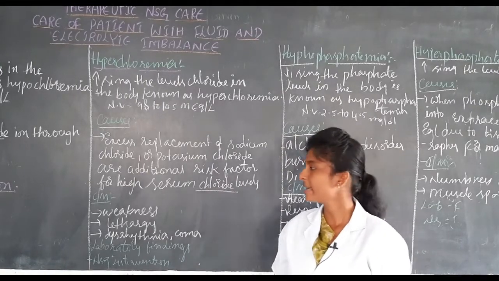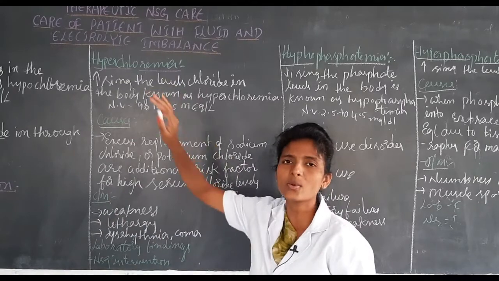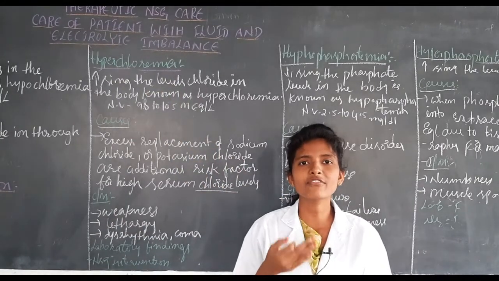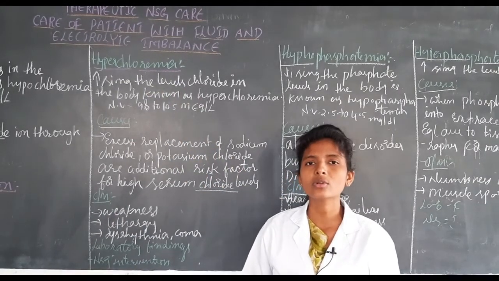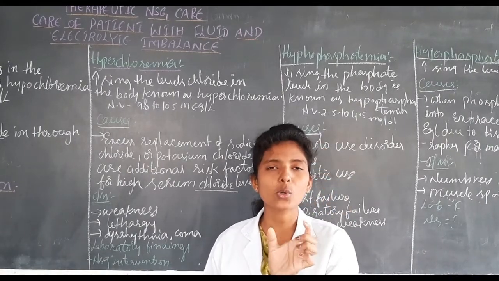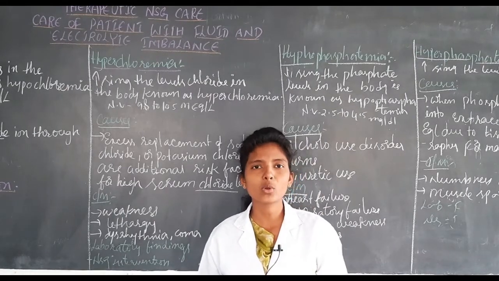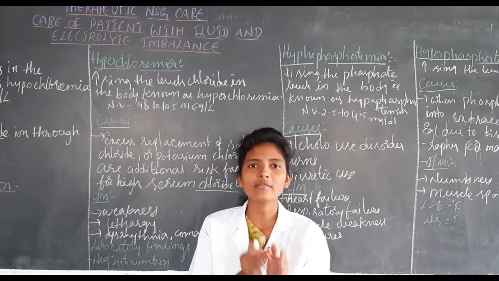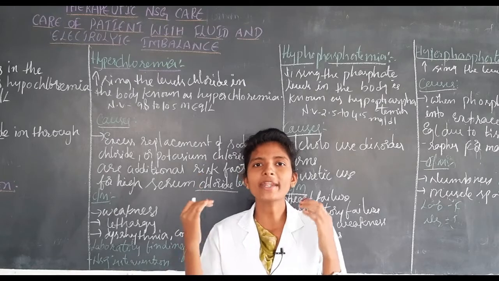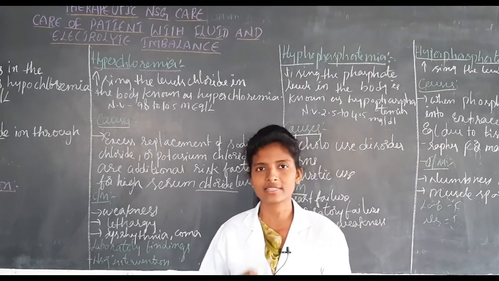So by seeing this clinical manifestation for this diagnosis, which type of laboratory finding will they find? Serum chloride level. To identify the level of serum chloride, whether it is normal or increased, they will go for the serum chloride investigation.